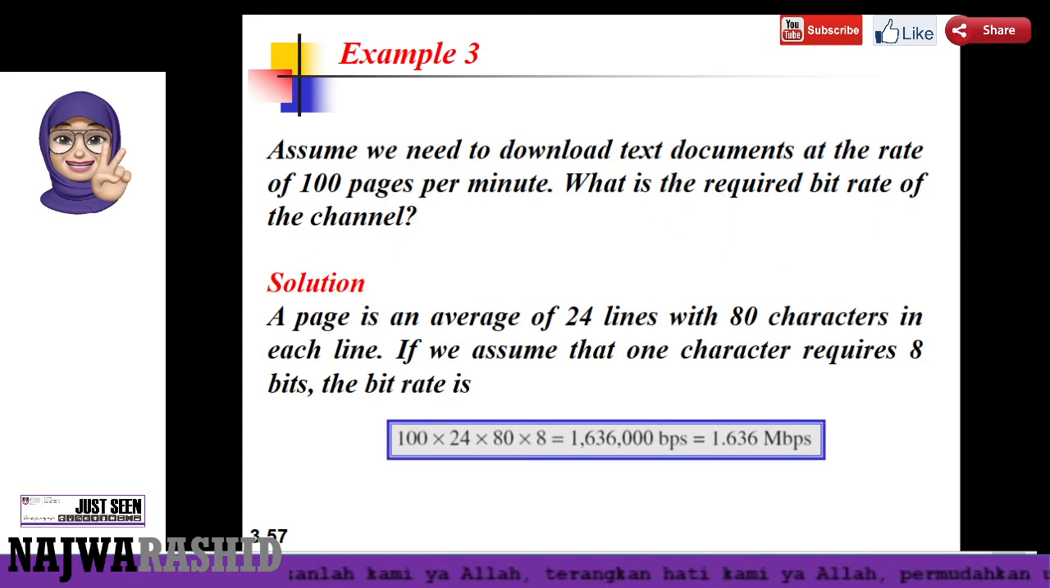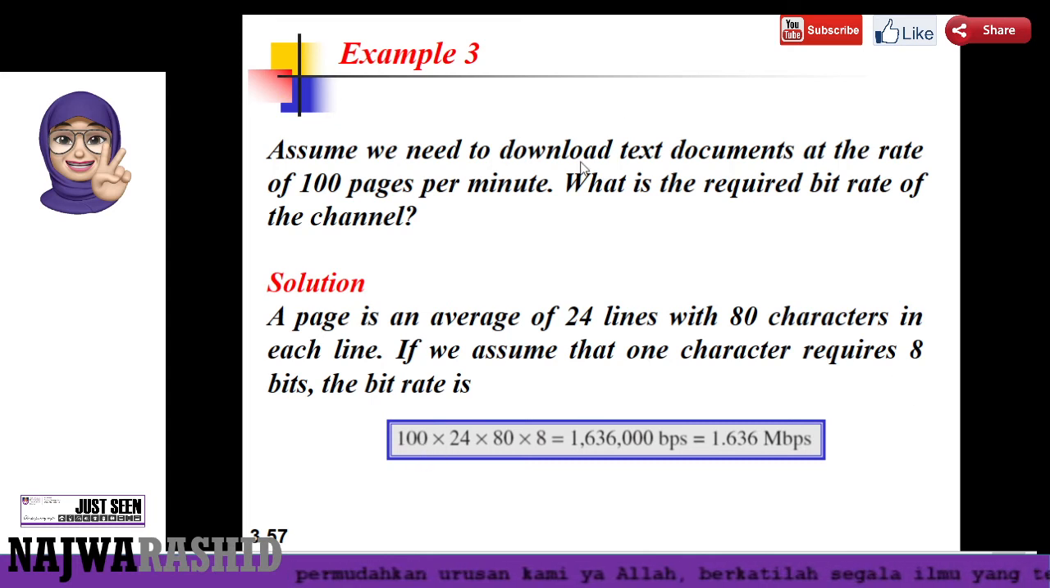Example 3: assume we need to download a text document at the rate of 100 pages per minute. What is the required bit rate of the channel? A page of a text document is on average 24 lines with 80 characters in each line. We assume that one character requires 8 bits of data.